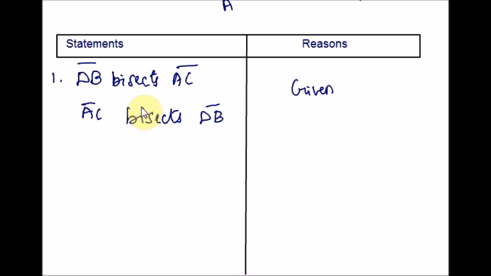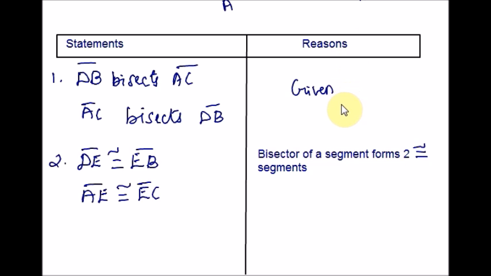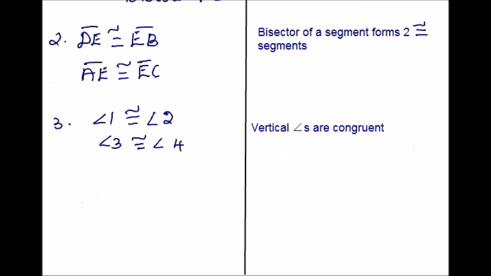Now a bisector of a segment forms two congruent segments. Am I right? So DB is divided into two equal halves, DE and BE. AC is divided into two equal halves, AE and CE. So these segments are congruent. We know that vertical angles are congruent. 1 and 2 are vertical angles, 3 and 4 are the other vertical angles. So you have proved two of the sides and two of the angles.